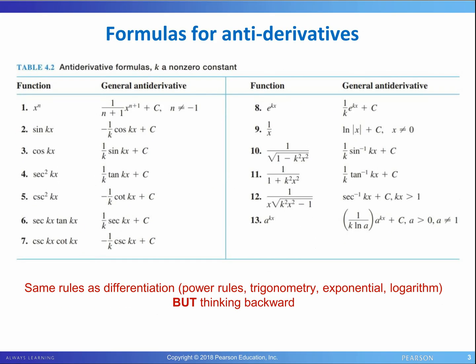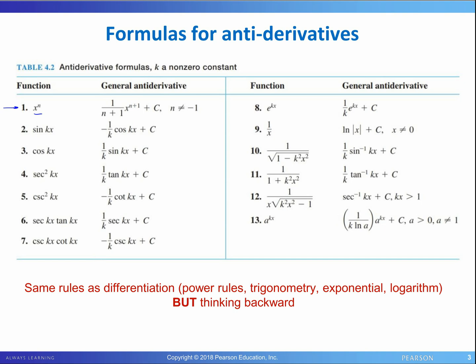Okay, what we have right here is the formula table for finding antiderivatives of different functions. For most of them, they are basically the same as the differentiation rules that we already know, except that we are doing it backward here. Let's take a look at the first one right here. Let's find the antiderivative of x to the power of n. So this is the power rule in reverse.